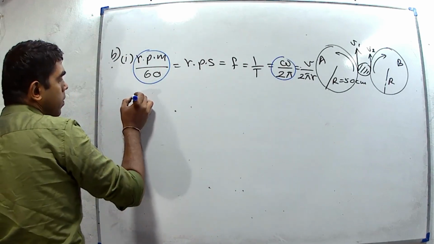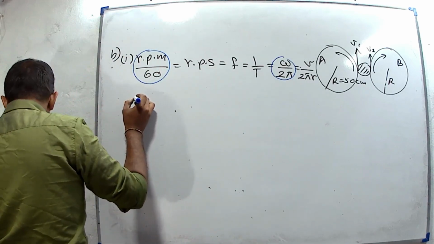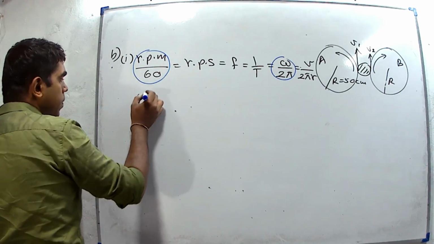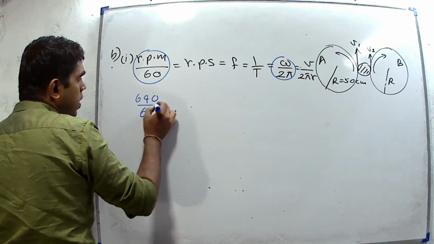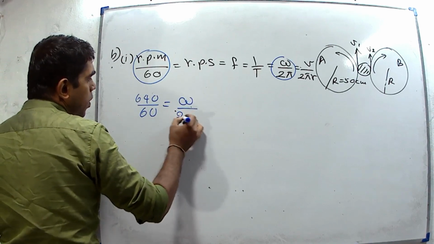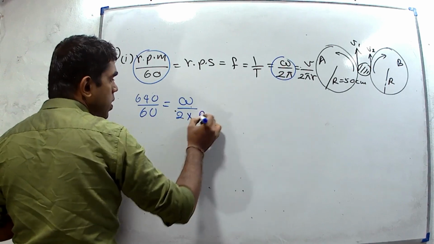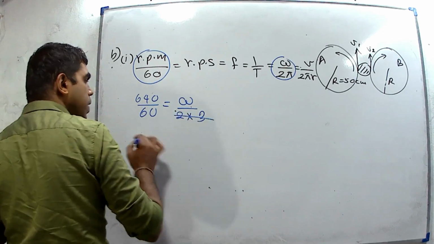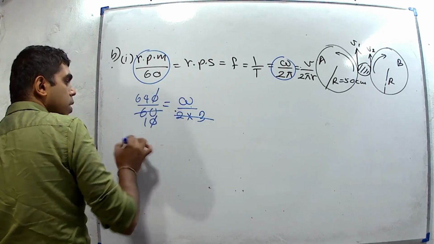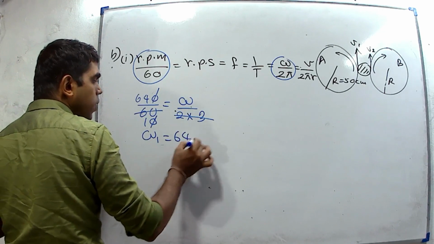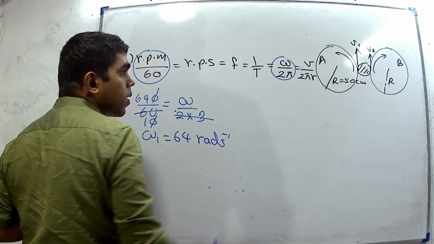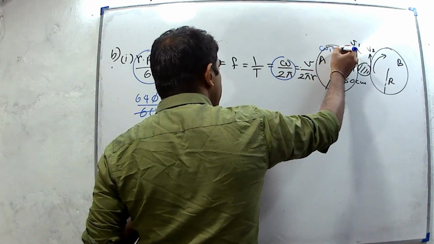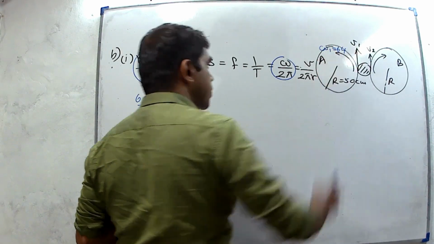Then RPM value for the first wheel, 640 divided by 60 equals omega divided by 2 pi. Pi value is 3. It is given in the question. We have to consider it as 3. 2 into 3, 6. We can cancel out with this one. Omega 1 is 64 radians per second. Omega 1 means angular velocity of A, 64.